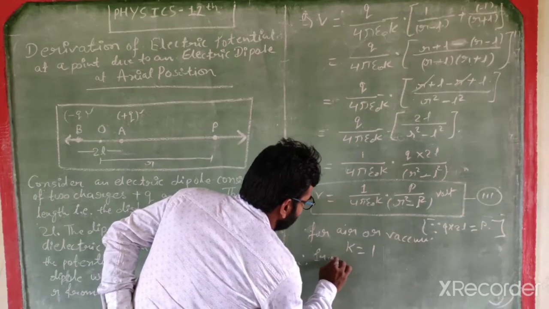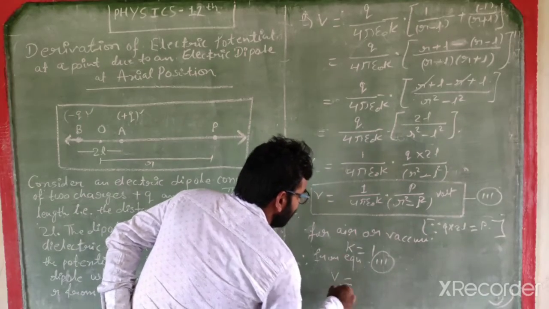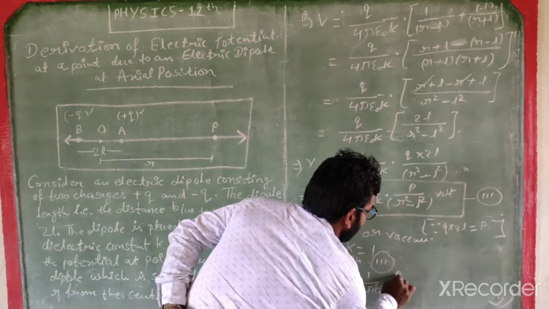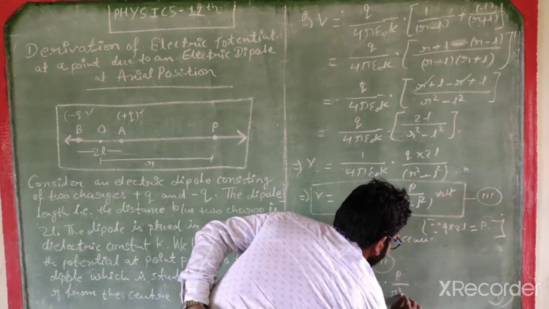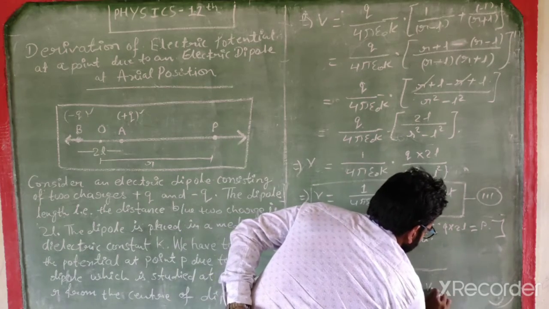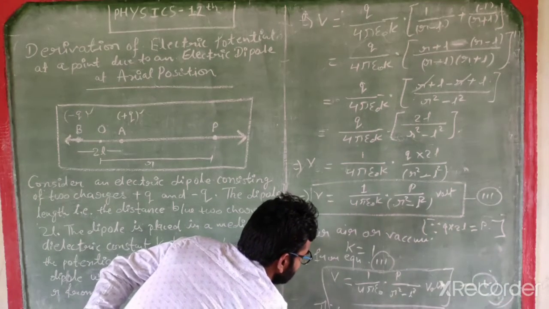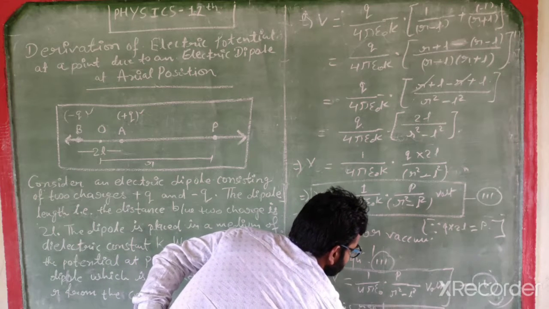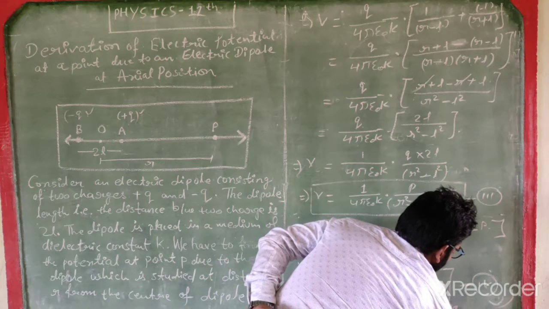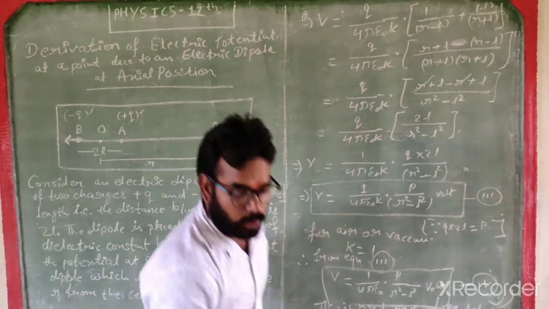Therefore, from equation number third, V is equal to 1 upon 4 pi epsilon naught into P by R square minus L square, volt. This is equation number 4. This is the required expression of electric potential at axial position.